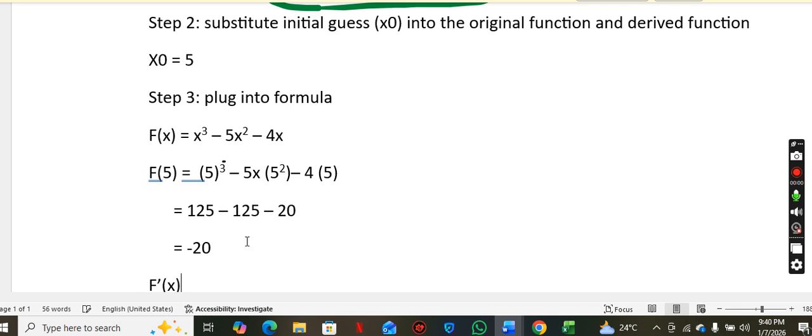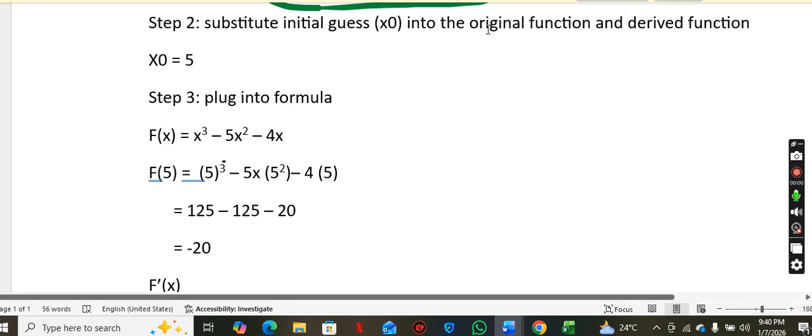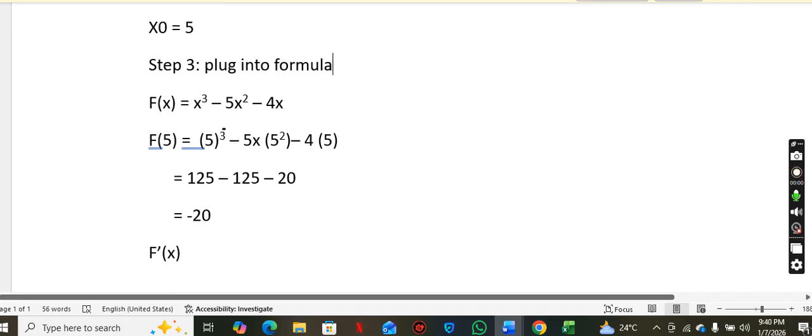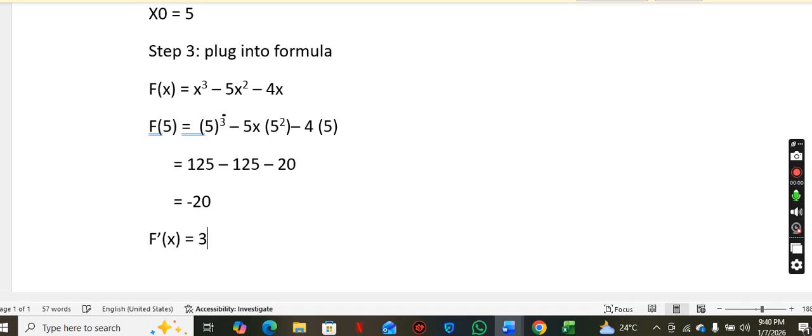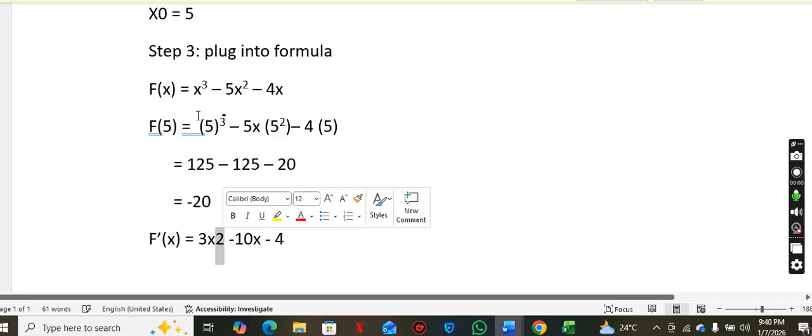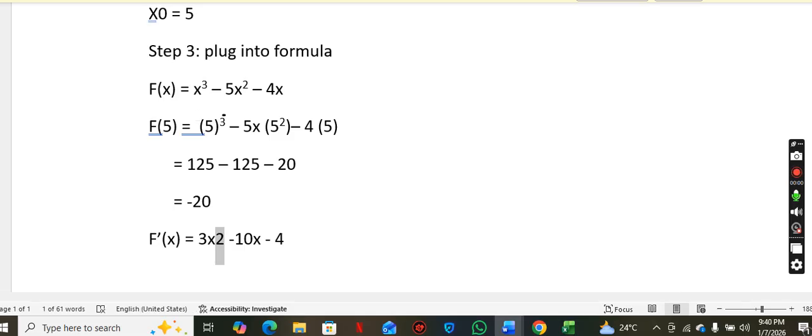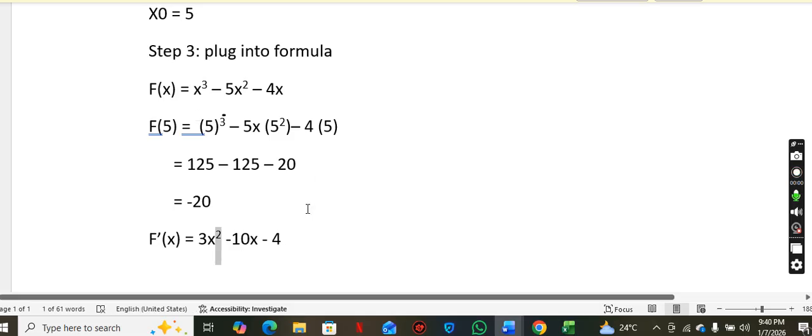Okay, so as I said, we're substituting into the original function and the derived function. So we put it into the derived function. The derived function was 3x squared minus 10x minus 4. So we substitute x equals 5, this initial guess x0.